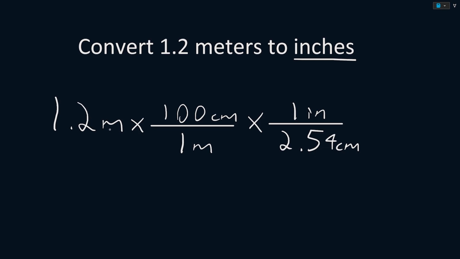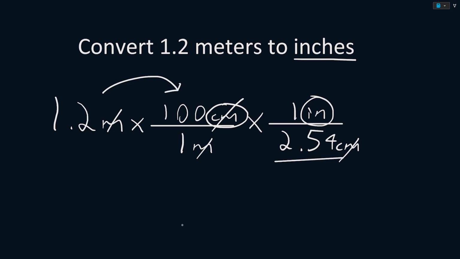Multiplying through these conversion factors, we see that the meters cancel and leave us with centimeters, and then the centimeters cancel and leave us with inches. First, we multiply 1.2 and 100 to get 120, and then divide that by 2.54. This works out that in 1.2 meters, there is 47.24 inches.